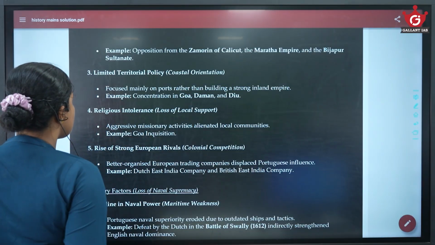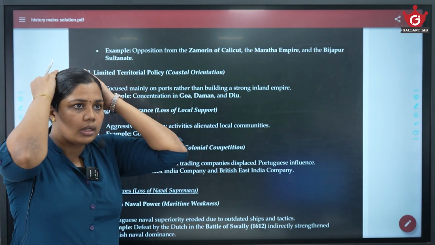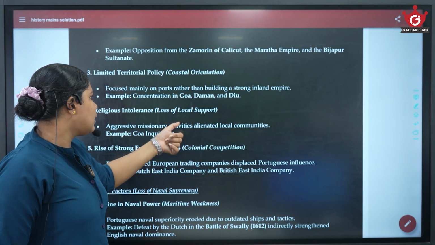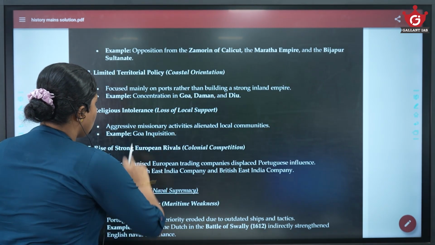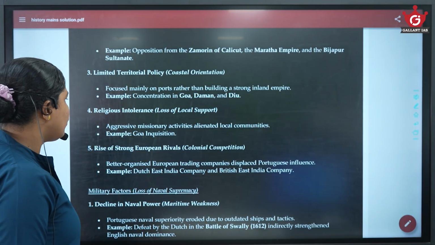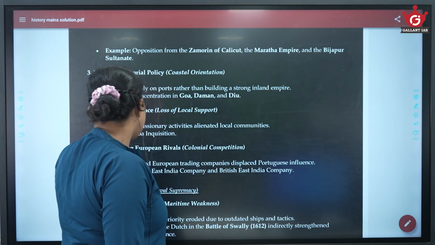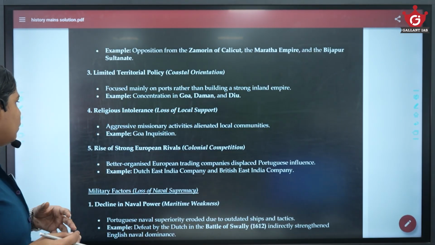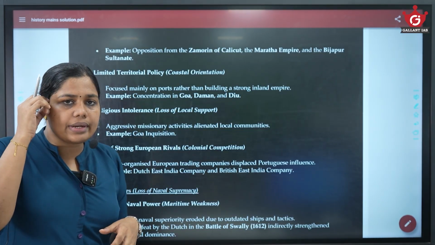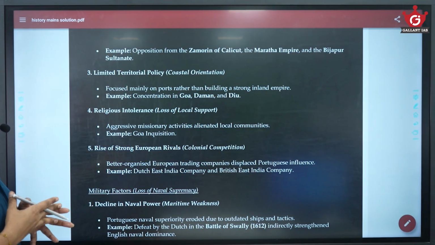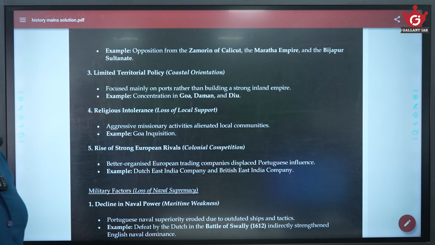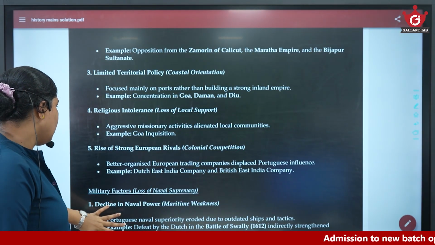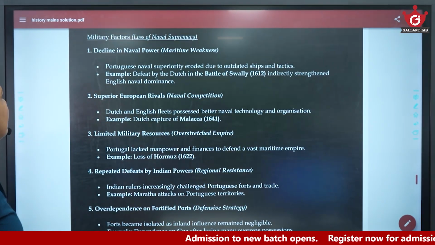Then religious intolerance. These people were very busy with religious conversions. This made them lose local support, and you can mention the Goa Inquisition. Then the rise of strong, better organized European naval rivals. When the Dutch or English came to India, they had a much better organized army and military. The Portuguese were not able to withstand them, and ultimately they were reduced to having some coastal enclaves.